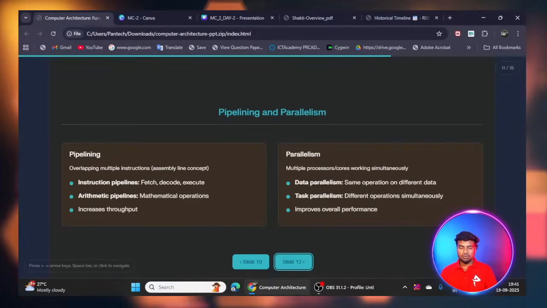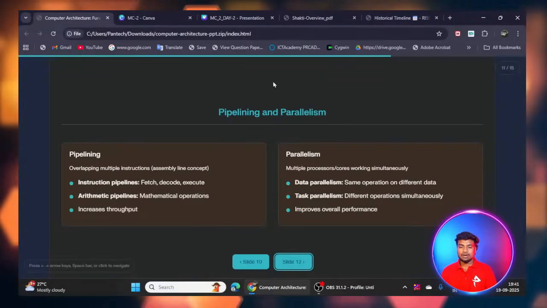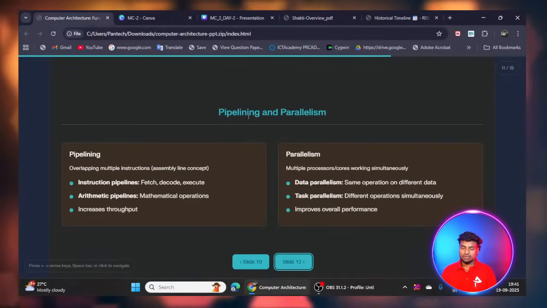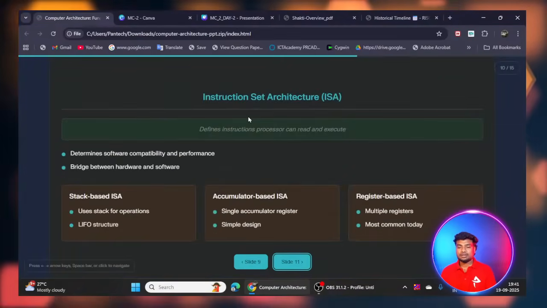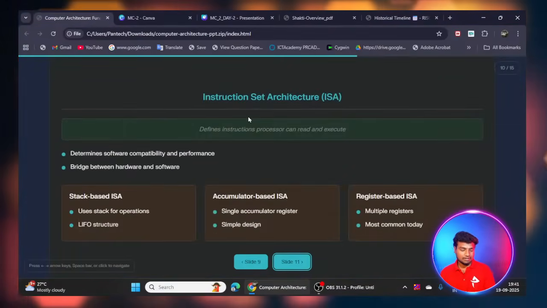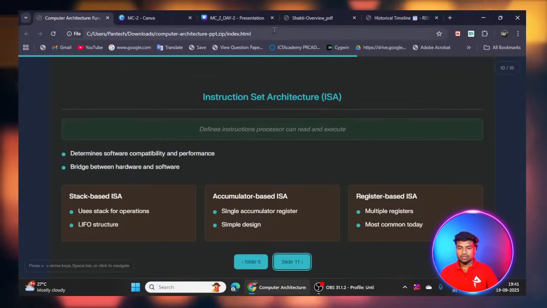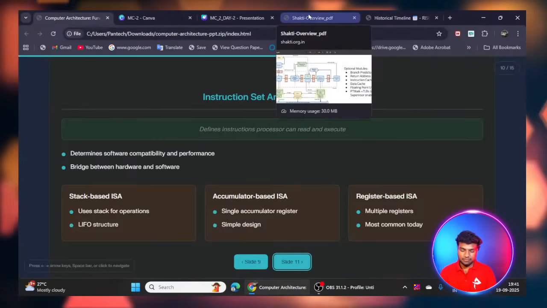Before going to that, I will show you some architecture, because without seeing that, you can't understand what pipelining and parallelism are. So I will show you the architecture. But before that, I have some query here.